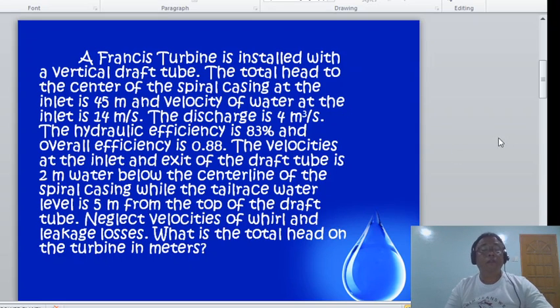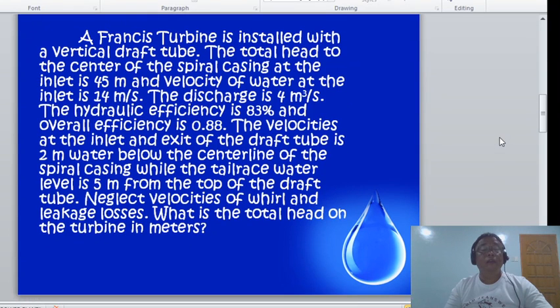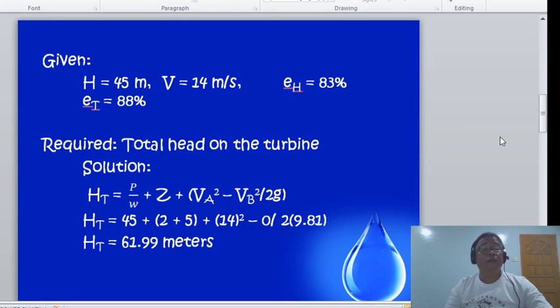Okay, let us, class, consider this example. We have here the given height of 45 meters, velocity of 14 meters per second, the hydraulic efficiency is 83, and the overall is 88. So it requires the total head of the turbine. So here is now, class, the solution.